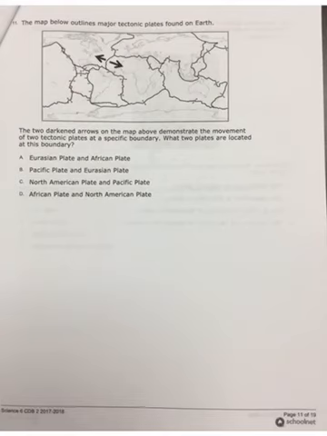Number 11. The map below outlines major tectonic plates found on Earth. The 2 darkened arrows on the map above demonstrate the movement of 2 tectonic plates at a specific boundary. What 2 plates are located at this boundary? A, Eurasian plate and African plate. B, Pacific plate and Eurasian plate. C, North American plate and Pacific plate. D, African plate and North American plate.